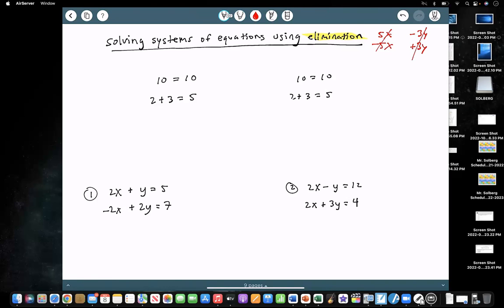So we do this by using two important properties of equations. The first one is that we can add equations together. So if I add everything on the left, 10 plus 2 plus 3 would give me 15, and 10 plus 5 would also give me 15. So if we add equations together, they remain true.